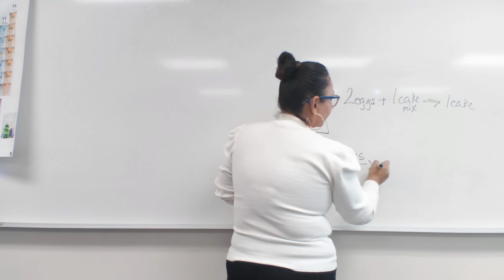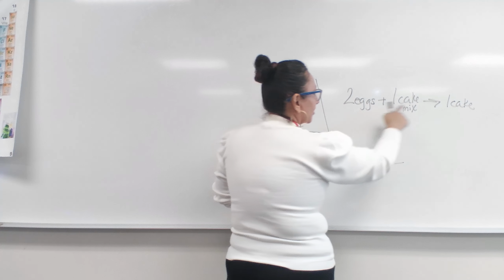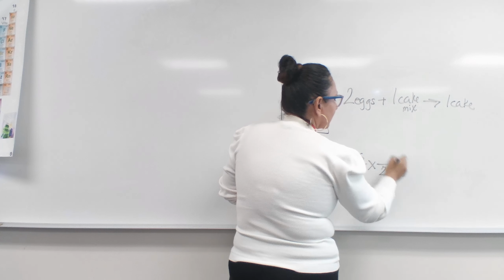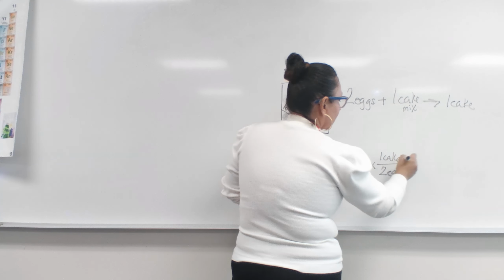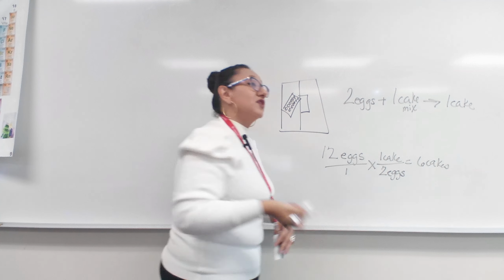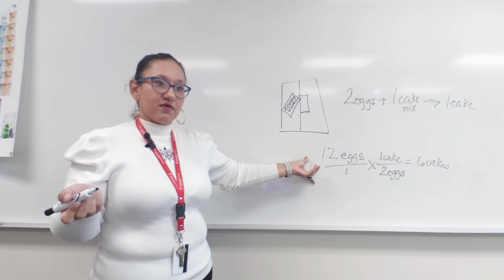And then if we're going to do this officially in dimensional analysis, all we're saying is according to my recipe, I need 2 eggs to make 1 cake, which equals 6 cakes. Now, I know you did the math in your head, but this is how it's officially done on paper.